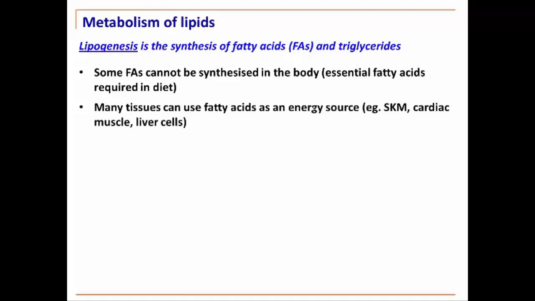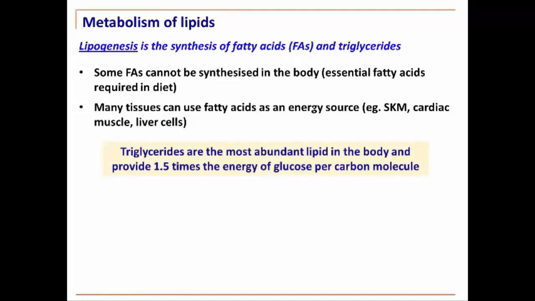And many tissues can use fatty acids as a source of energy. For example, your skeletal muscle, your cardiac tissue, your liver cells. Remember, our brain cannot use fatty acids as an energy source. And triglycerides are the most abundant lipid in the body, and they provide 1.5 times the energy of glucose per carbon molecule. So in other words, they get 1.5 times the amount of ATP out per carbon that's in there compared to glucose. So they're a lot more energy efficient. They're a good, efficient way of storing energy. They're high density, and they are longer term storage molecules.